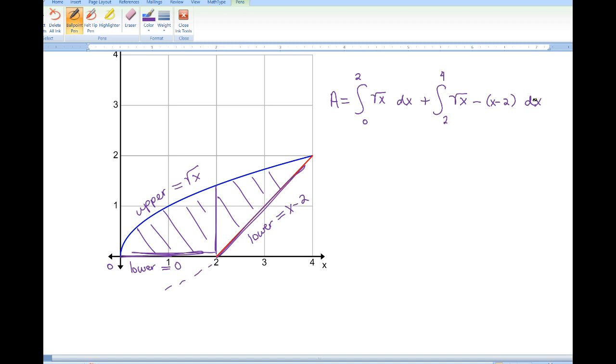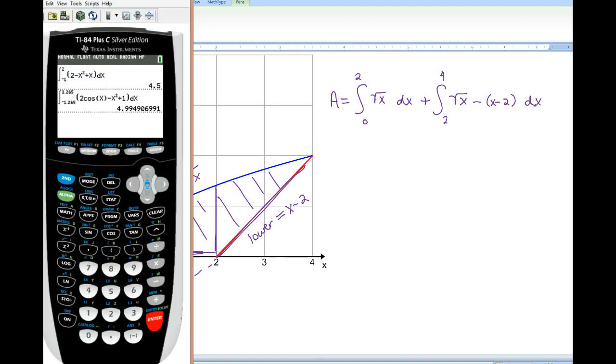We're okay with that setup? So this region counts as one integrand, and this is another one. It would have been minus 0 on the first part. Okay, so that's the total area.